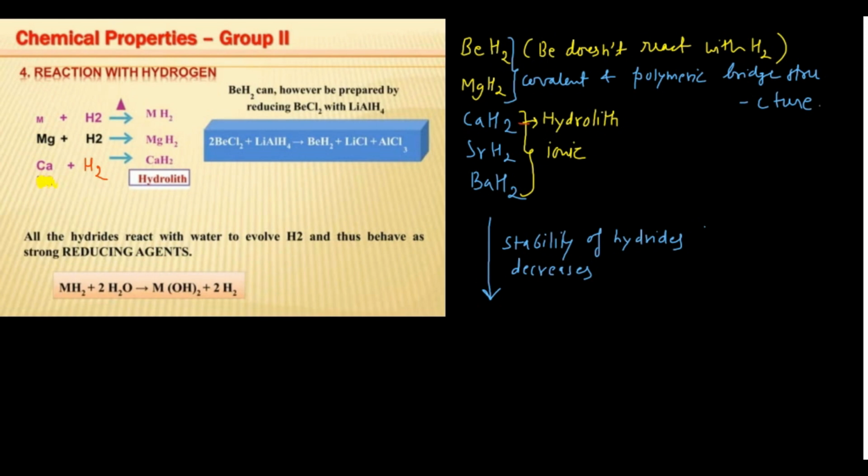Here I have written beryllium hydride and magnesium hydride. Beryllium does not react with hydrogen, as I have already explained to you, and these two are covalent in nature. Please remember, these two are covalent in nature, and polymeric bridge structures are there for this one. And calcium hydride is technically known as hydrolith, and all these are ionic in nature, while the first two are covalent. And the stability of these hydrides decreases down the group as the size of the metal increases. Now moving to the next slide.